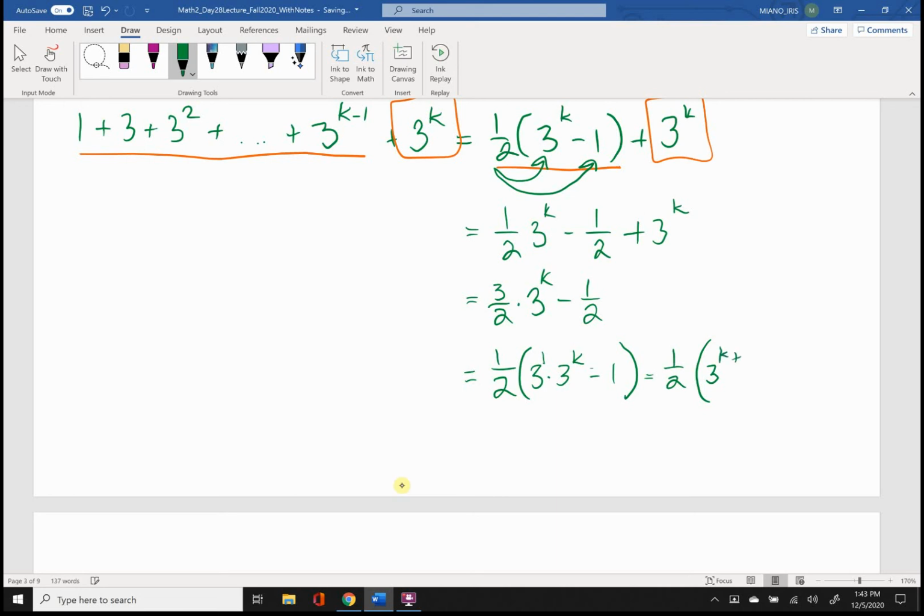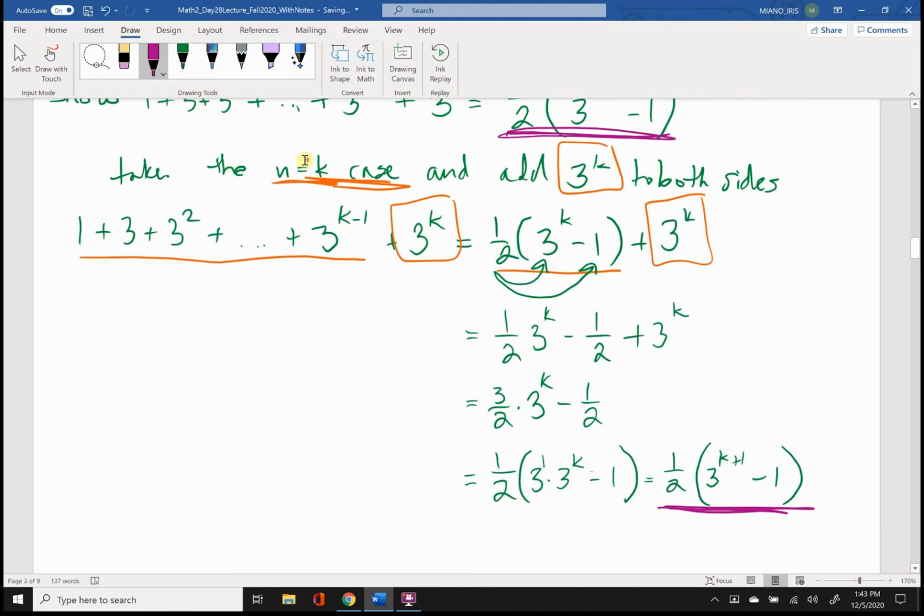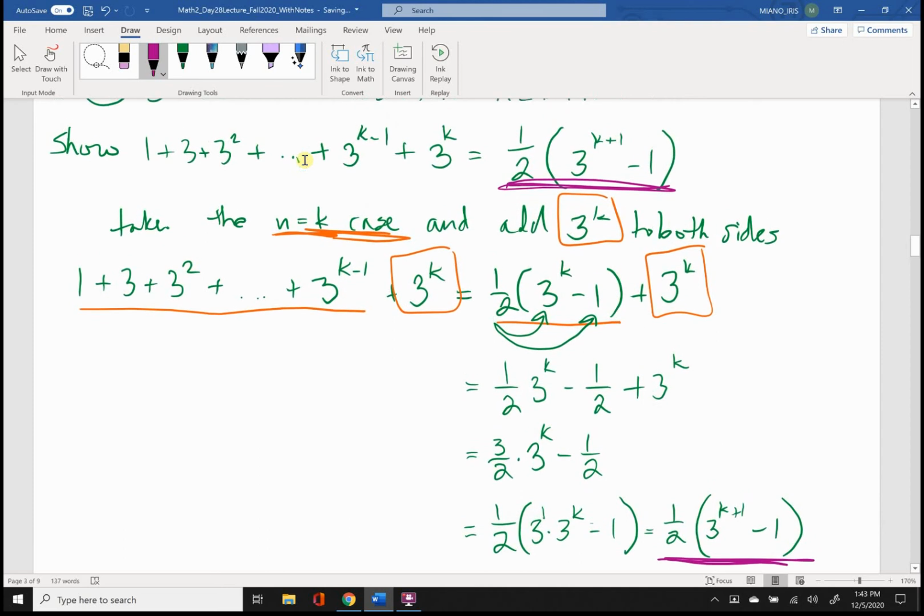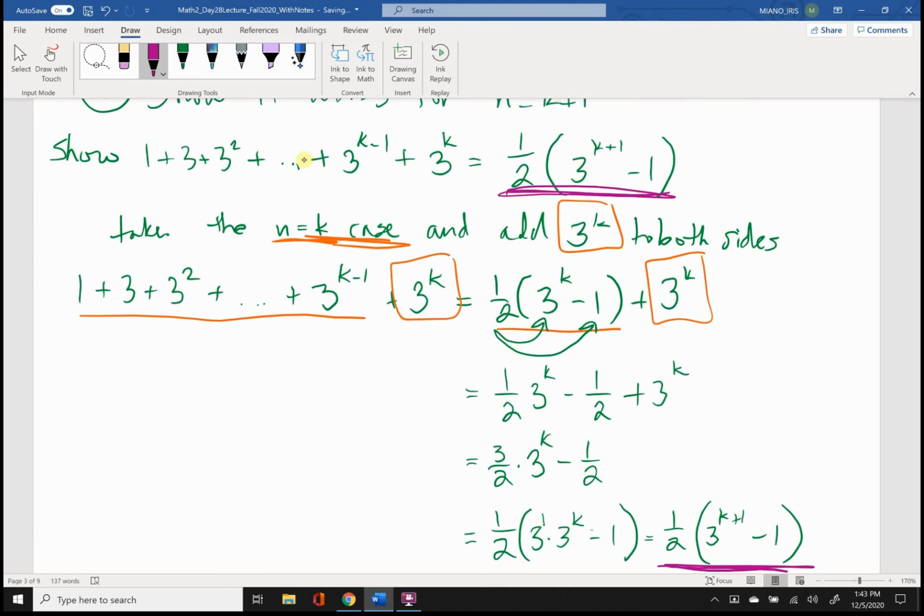Because watch this. Doesn't this look familiar? Here, I'm going to underline it in this purple to show you that they exactly match up. Look at that. Up here, 1/2 times the quantity 3 to the k plus 1 power minus 1. Down here, 1/2 times the quantity 3 to the k plus 1 power minus 1. They match.